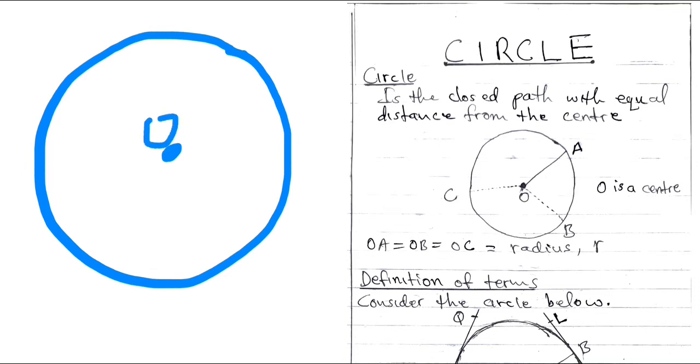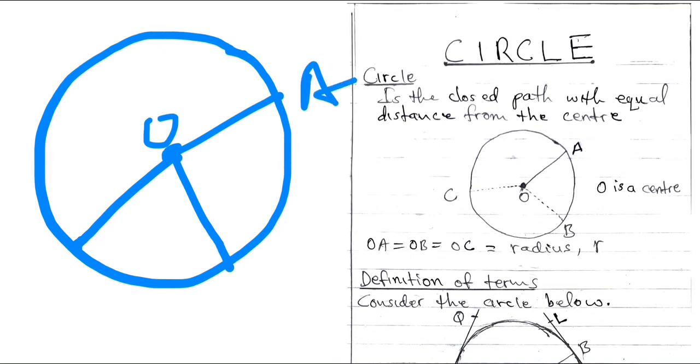Assume this one is a center O. Then from there, if the distance from this O up to this point of the circumference is equal to this one up to another point of the circumference, and also equal to this one up to another point of the circumference, let's say this is A, this is B, this is C, if OA is equal to OB and also is equal to OC, then I say this one is a cycle. So simply, a cycle is a closed path with equal distance from the center. For instance here, OA must be equal to OB must be equal to OC.